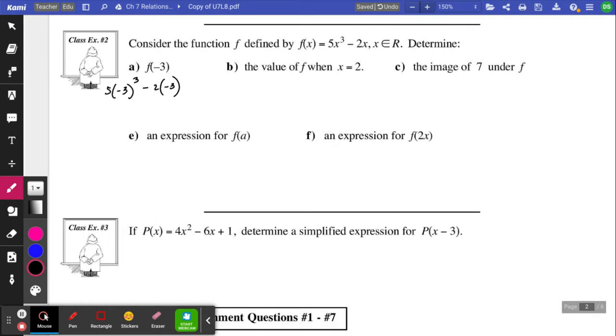Okay, order of operations. Cube it first. What is negative 3 to the third power? Be more specific. Negative 27 times 5. You can throw that on my desk, Miles. What's negative 27 times 5?